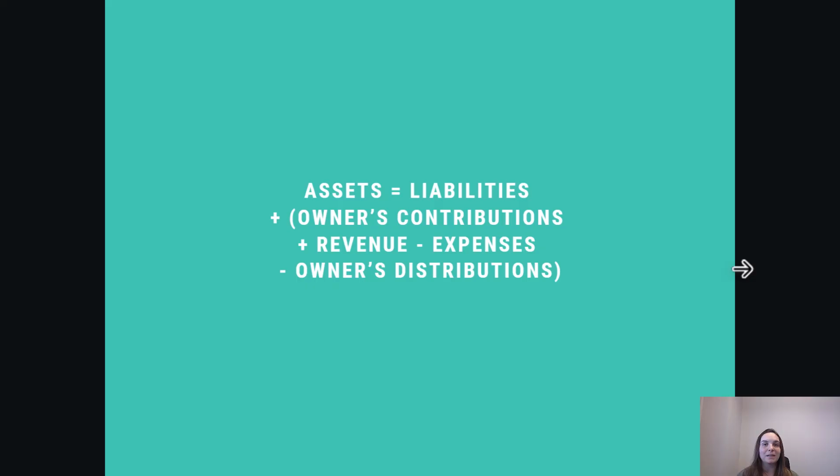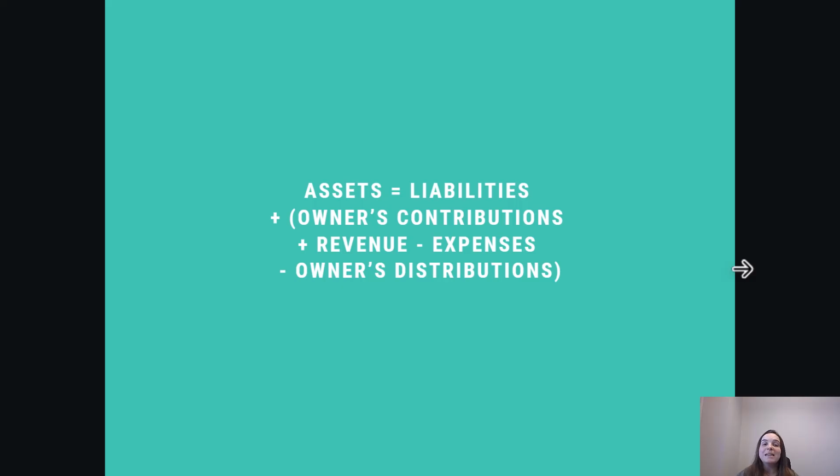Assets equals liabilities plus this owner's equity section, which is owner's contributions plus revenue minus expenses minus owner's distributions. I want you to make sure that you understand this equation, you've memorized it, you will have to know it by heart. By the end of the course, this will be ingrained into you. Assets always equals liabilities plus owner's equity. If you have any questions, please let me know. I'm happy to answer any questions.